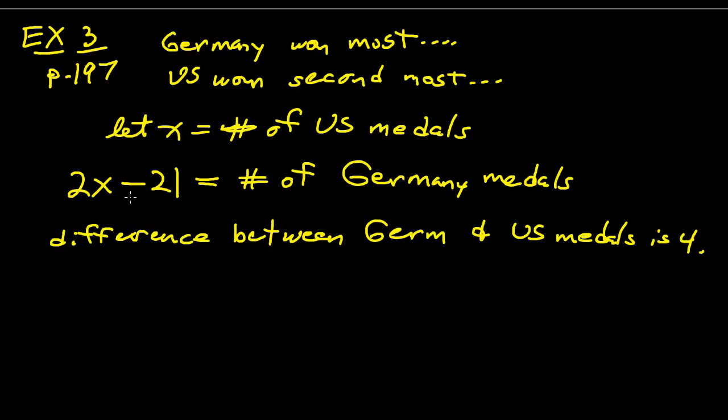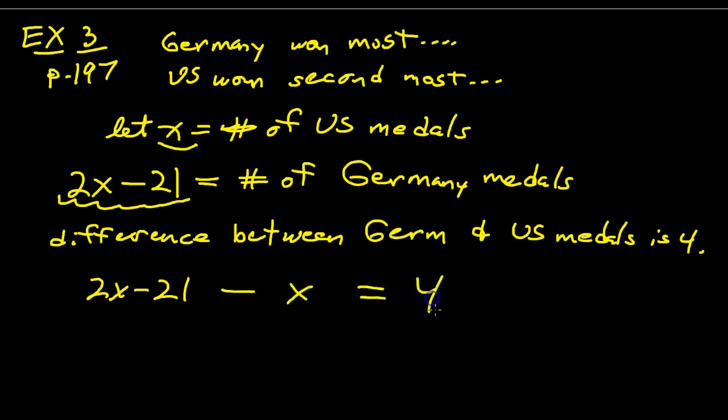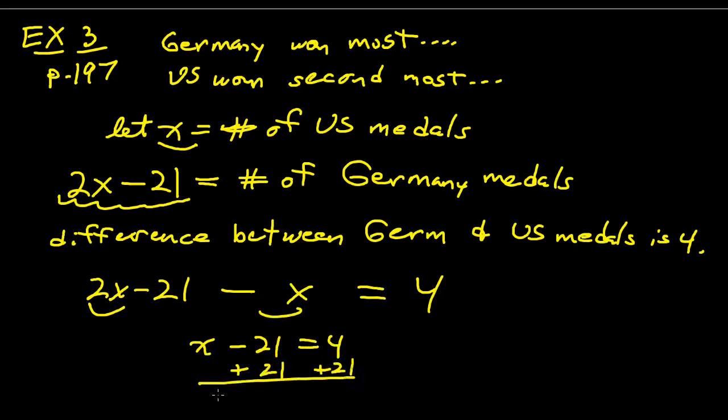All right, well, Germany won the most medals, so what I'm going to do is take the German number of medals and subtract the U.S. number of medals, and I know that difference has to be 4. All right, I can solve this for X very easily. 2X minus X is just 1X. X minus 21 is 4. So if I add 21 to both sides, I'll get X equals 25.